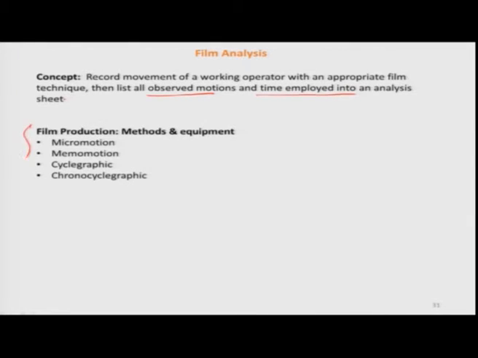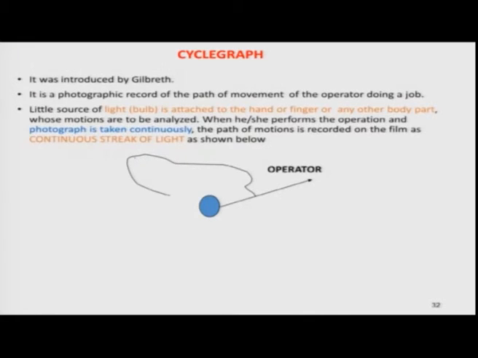So, these are the film production methods available: macro motion, memo motion, cyclographic, chronocyclographic. Macro motion is the slow recording of an operation, then cyclograph, chronocyclograph. I will explain some of them in the next slide. Now, cyclograph, this is a film analysis video recording technique. Cyclograph was introduced by Gilbreth first.